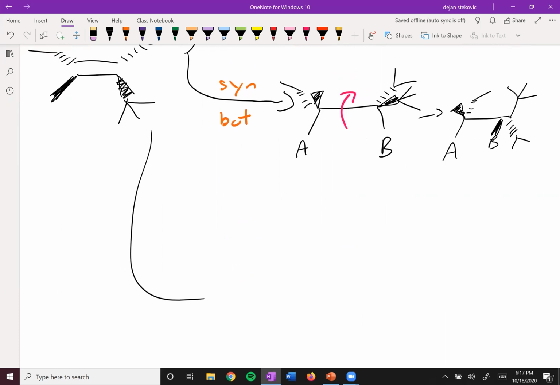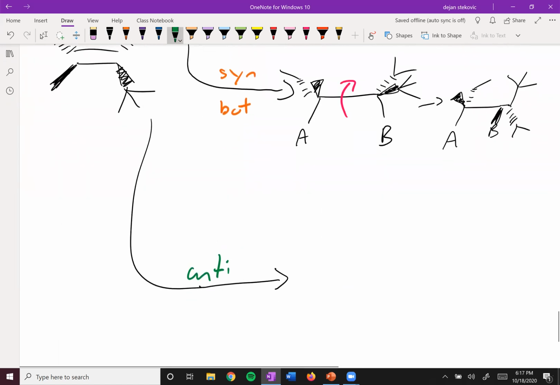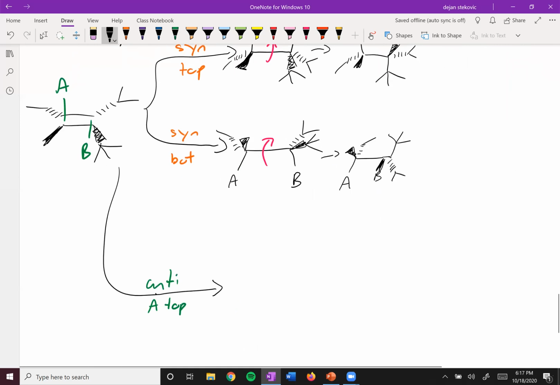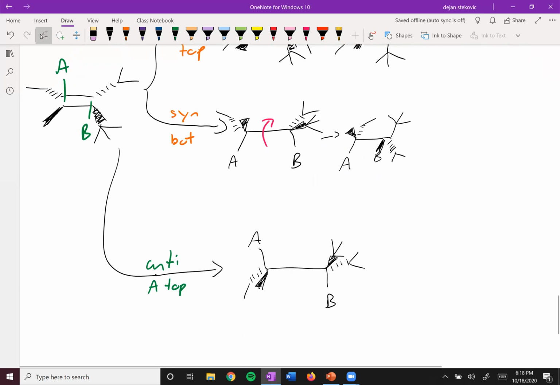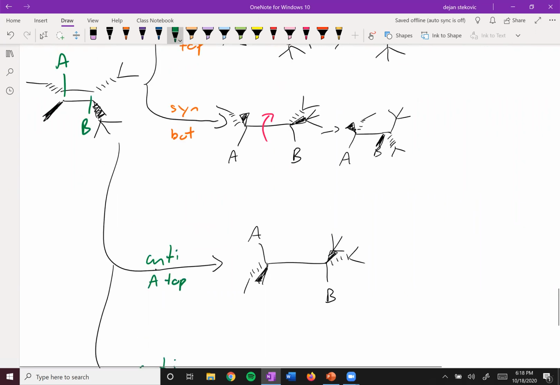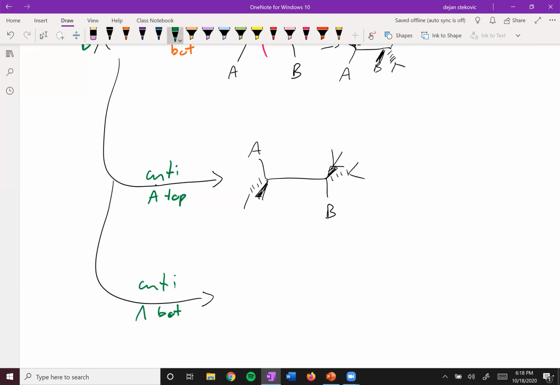And then, of course, we could do anti-addition. There are obviously different things we could do. We could add A from the top side, so we're adding A from the top and then B from the bottom side. And think about what that's going to look like. We'll keep A and B in the same plane, and our wedges will continue to stay wedges, and our dashes will continue to stay dashes. They're just going to get pushed up or down a little bit. So that'll still stay totally like that. And then the other one obviously is to go anti, with B from the top and A from the bottom.